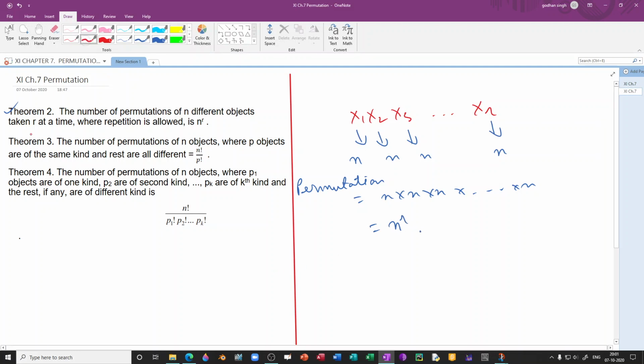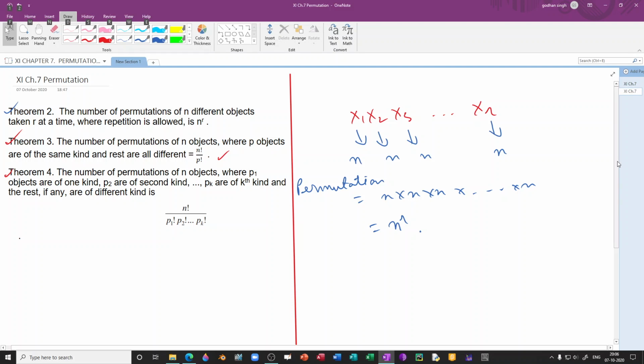Now theorem number 3, the number of permutations of n objects where p objects are of the same kind and the rest are all different. The formula for this is n factorial over p factorial. Similarly, we can generalize this also. The number of permutations of n objects where p1 objects are of one kind, p2 are of the same kind, and so on till pk are of the kth kind, and the rest, if any, are of different kinds, then the formula for that is n factorial over p1 factorial, p2 factorial, p3 factorial, and so on till pk factorial.